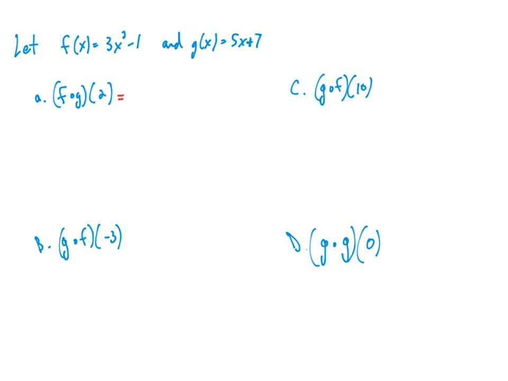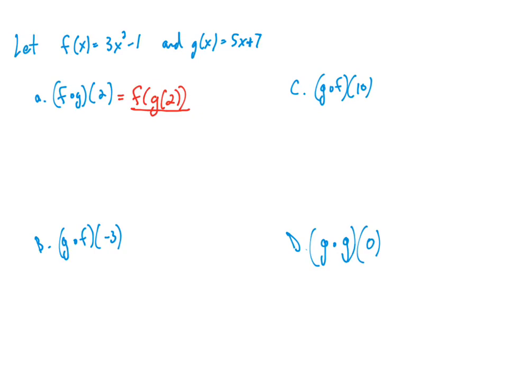So f circle g of 2, again what that means is f of g of 2. F of g of 2, like this. I'm just writing out this extra step here just for the sake of clarity. This isn't a necessary thing to do. If you can look at a composition like f circle g of 2 and know what the first step is, that's fine. Just so I'm clear though.